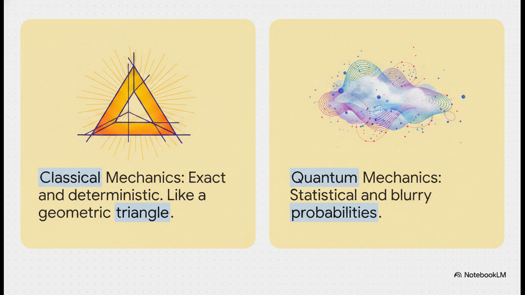And quantum mechanics insists on these statistical, blurry probabilities. It says that variables, like the position and momentum of a particle, simply cannot be known precisely at the exact same time. To Schrödinger, giving up that classical exactness felt like a massive step backward.